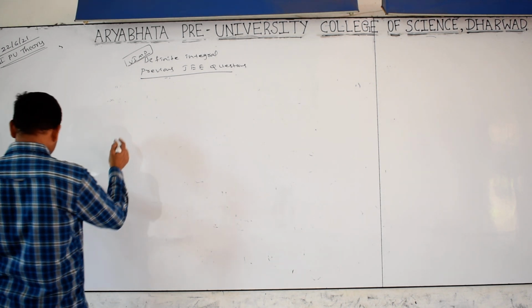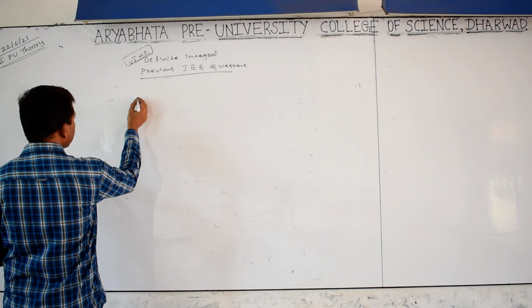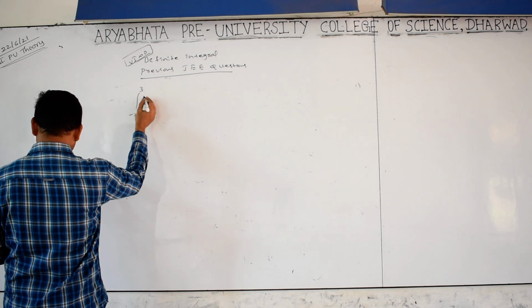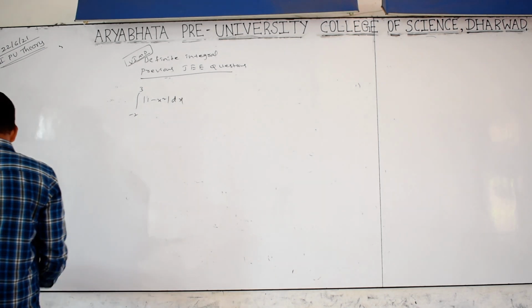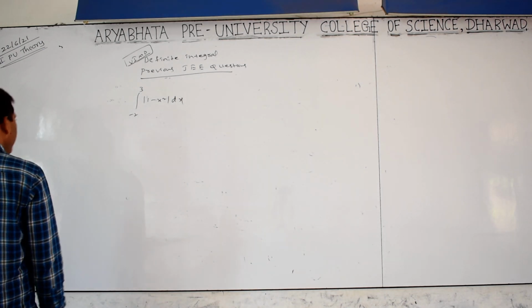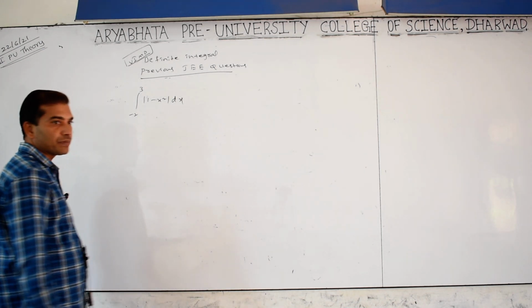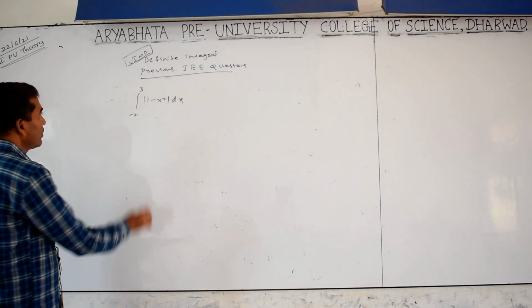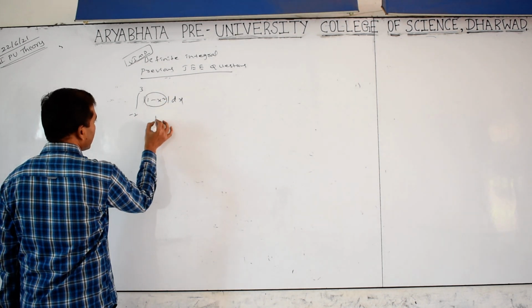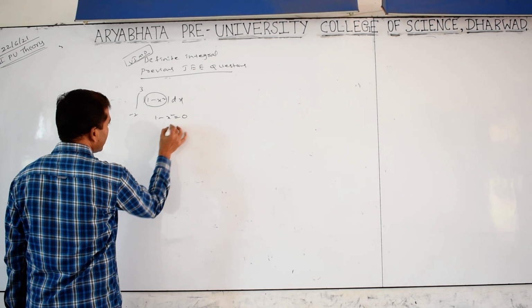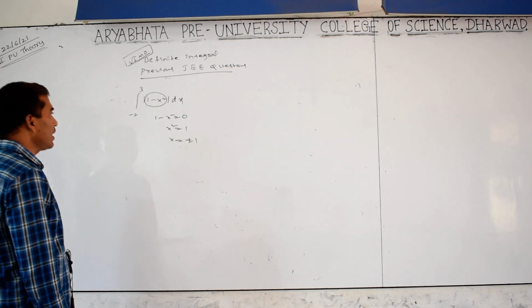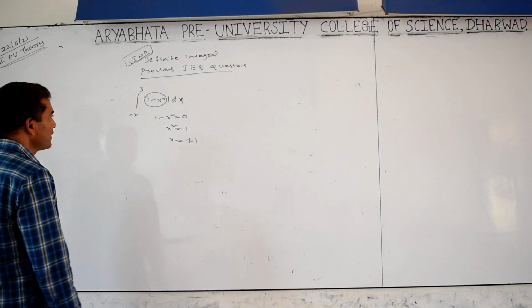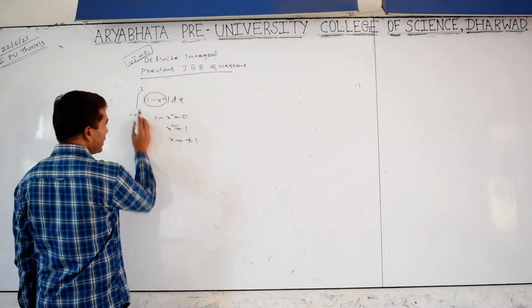Next, integration from minus 2 to 3 of mod of 1 minus x square dx. The mod function we should eliminate. What are the turning points of this? 1 minus x square equals 0, x square equals 1, x equals plus or minus 1. Okay, minus 1 is also there here, plus 1 is also there.